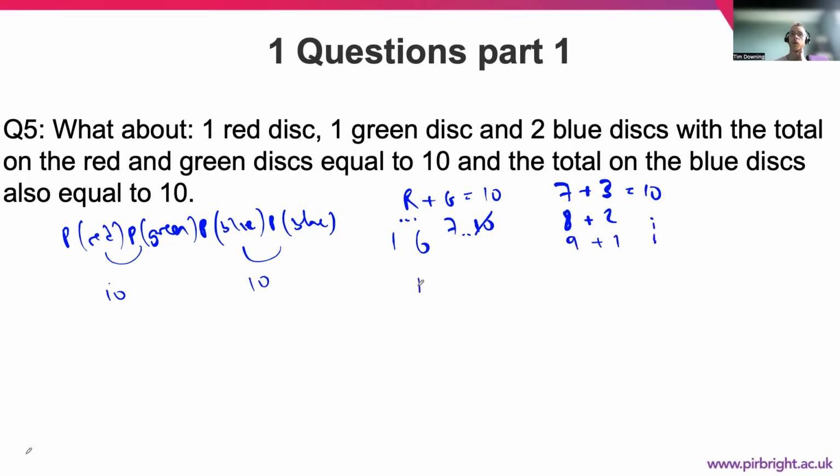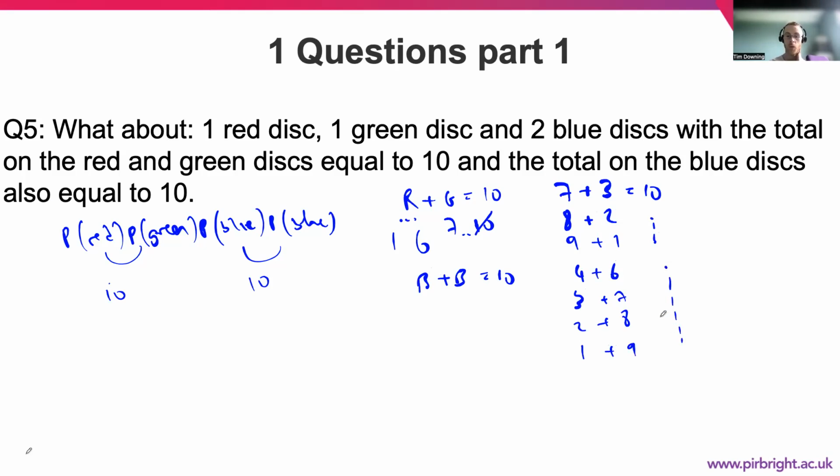Same for blue and blue, which is easier because you have more combinations that could work for that. And they could be drawn in either order if you think about it. So for example, blue and blue could be 4 plus 6. That could be 3 plus 7, 2 plus 8, 1 and 9. All satisfy that criteria.